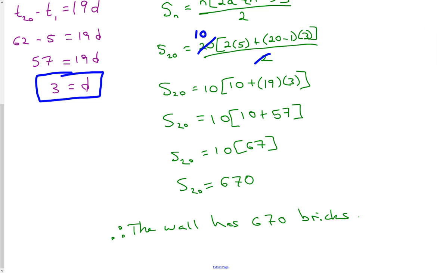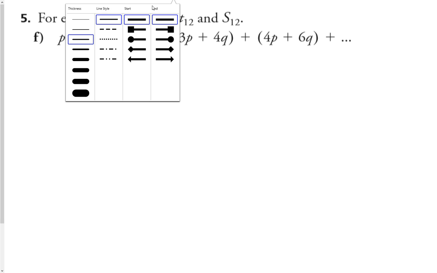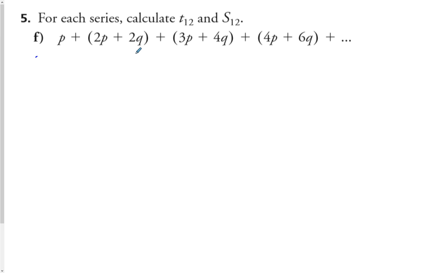All right, let's move on to a really tricky one. For each series, calculate the 12th term and the sum of the first 12 terms. Okay, this is not a usual series. This contains some unknowns. So we've got P and we've got Q.